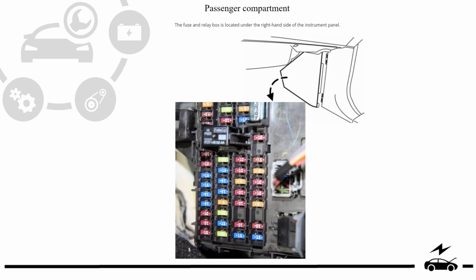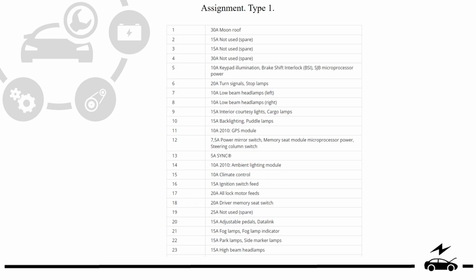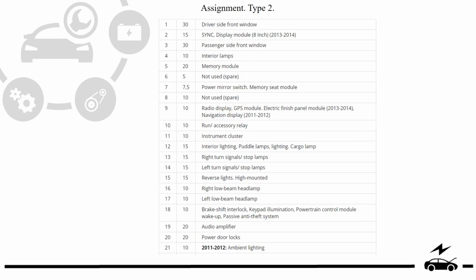Passenger compartment. Fuse box. Location. Photo. Diagram. Assignment. Type 1. Assignment. Type 2.